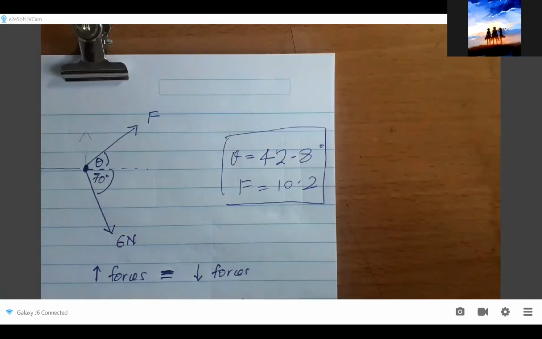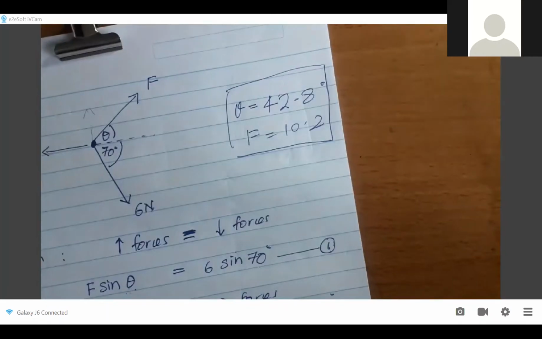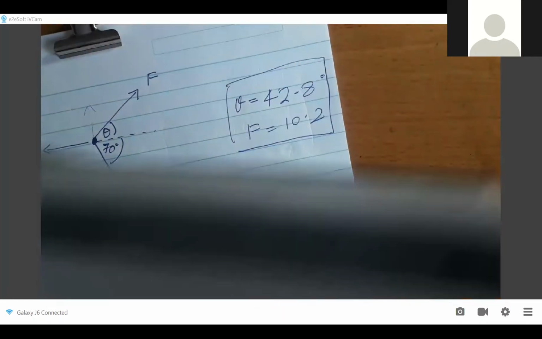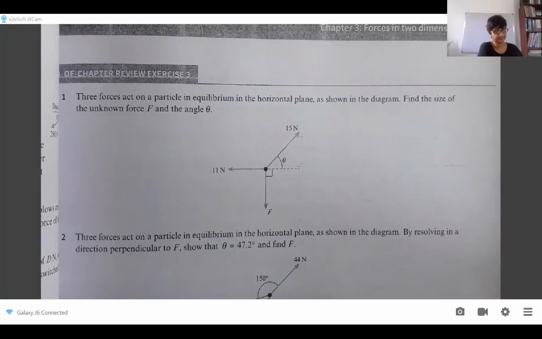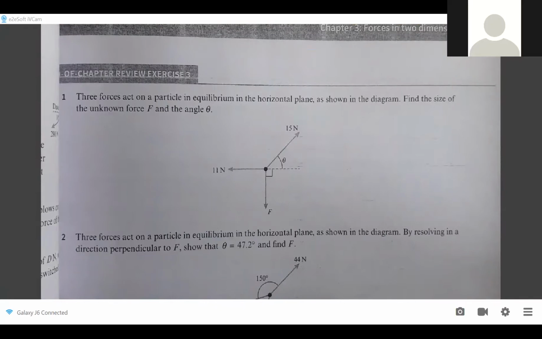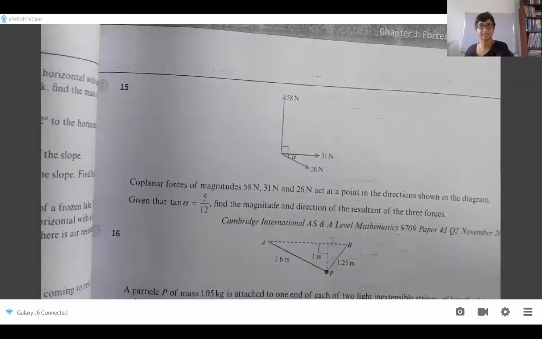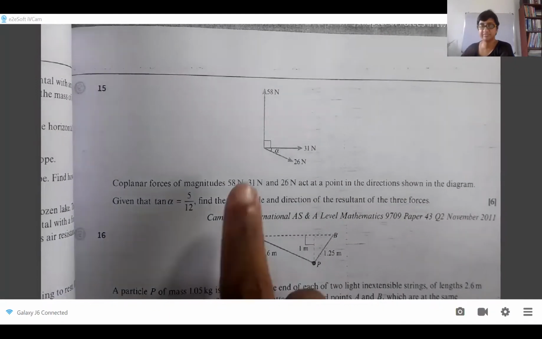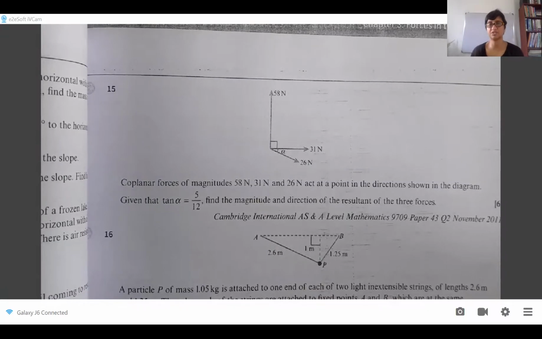Let's do an exam type question. Miss, can you show the question for the last time? Yes, sure. Same exercise, number 15. This is from the 2011 paper, an exam type question.